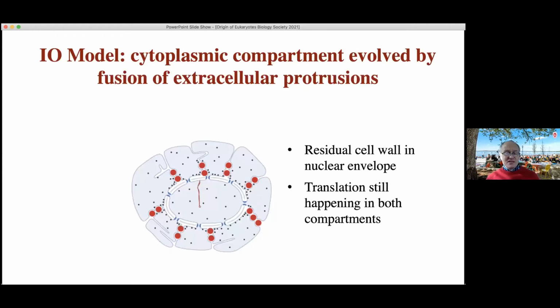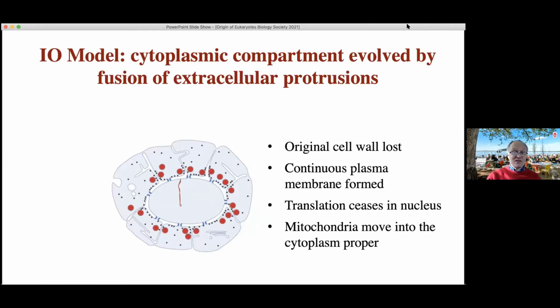So the idea then is that these extracellular protrusions would fold around and stick down to the outside of the former cell body, tightening up those connections, and at this point there would maybe still be the remainder of a cell wall. Of course, translation, the conversion of RNA message into protein through ribosomes, would be happening both in the nucleus and in the blebs. But over time, this would resolve to give rise to the modern formation by losing that original cell wall, through the formation of a continuous cell membrane on the outside. And we have some ideas how that could have happened: by preventing translation in the nucleus.